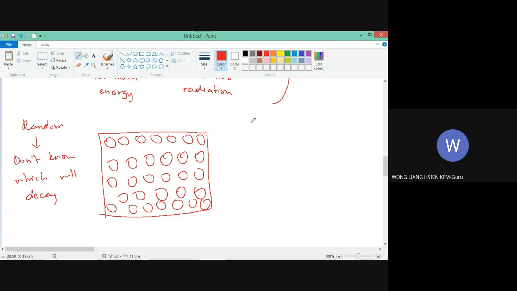How about spontaneous? Spontaneous has something to do with time. That means we don't know when it is going to decay. The unstable nucleus will decay and be reduced, so it can be any of them. We don't know which one, and we also don't know when it is going to decay.